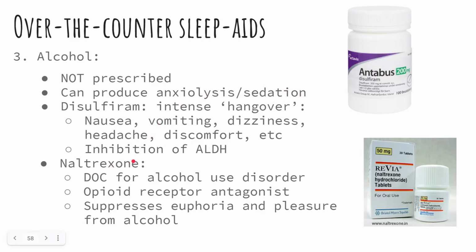Another drug that is used for quitting alcohol and is used in the treatment of alcohol use disorder is naltrexone. Naltrexone is actually an opioid receptor antagonist, and it's used in the treatment of opioid addiction because it's an antagonist. But it's also the drug of choice for alcohol use disorder. It also helps patients who have alcohol abuse. It's actually the drug of choice.